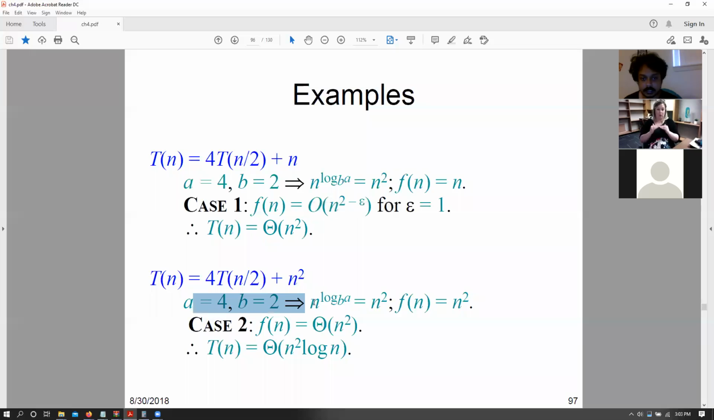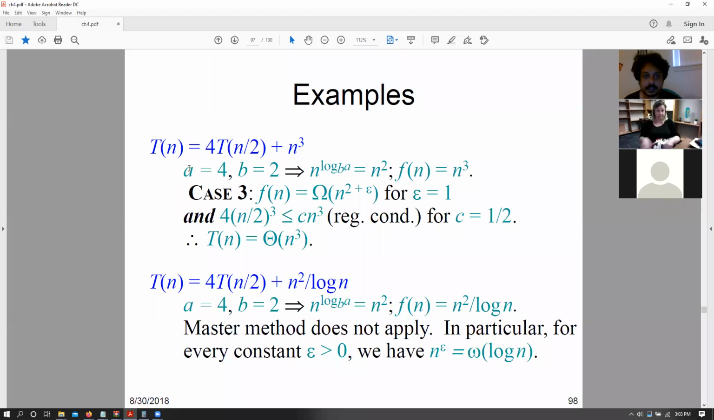Similarly, we have n to the log base b of a equal to n squared for this equation. F of n is also n squared, so case 2 directly applies. We don't need to add or subtract anything. So we can directly say that f of n equals theta of n squared. Then based on the case 2 complexity, theta of n squared log n is the time complexity for this equation. Remember that for case 2, if it matches, the time complexity is theta of n to the power of log base b of a times log of n.